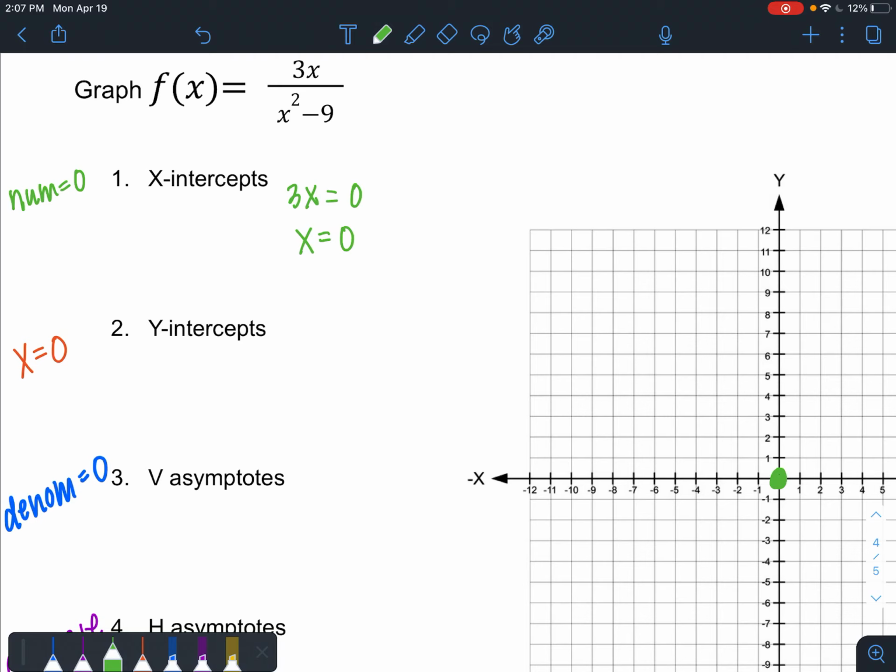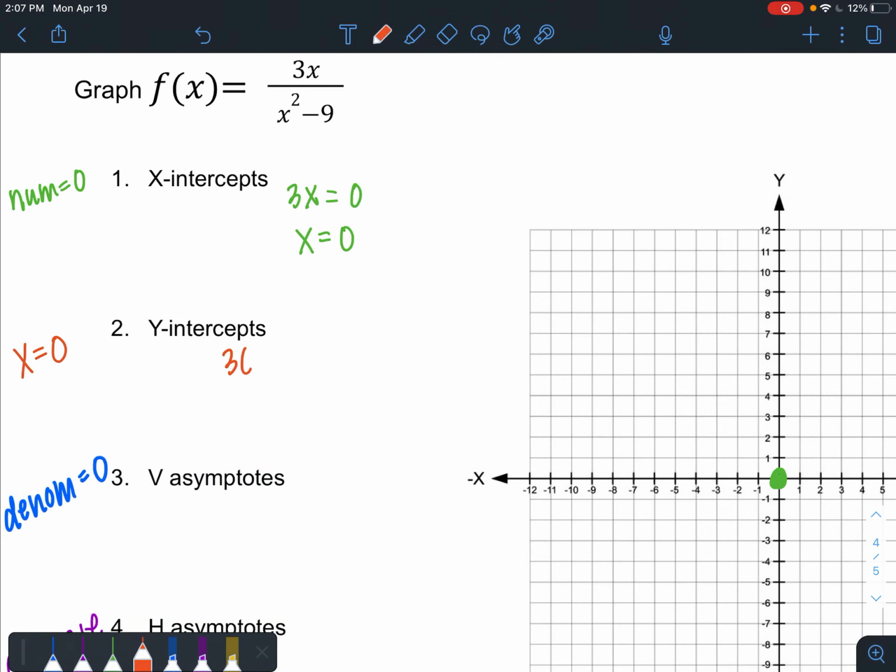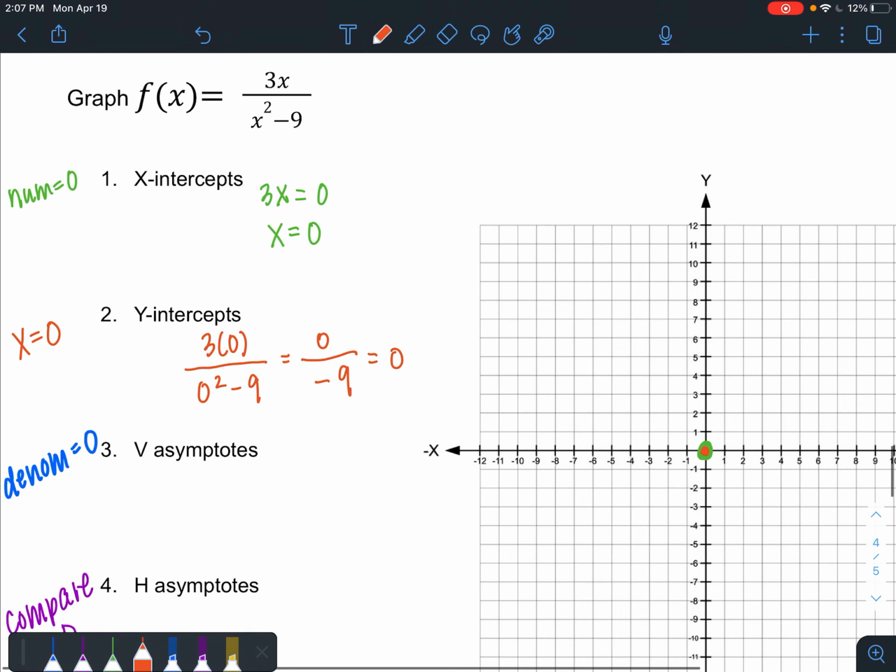For the y-intercepts, I'm going to set each x equal to 0. So I have 3 times 0 over 0 squared minus 9. So I have 0 over negative 9, which is 0. So that's also 0. It's going to be the same point if it's at the origin.